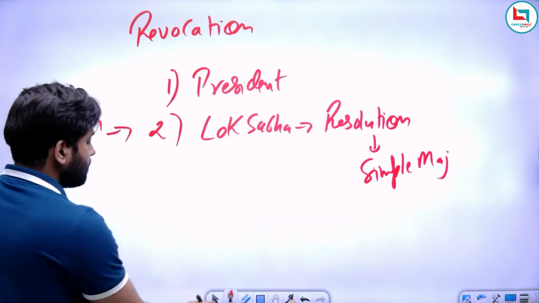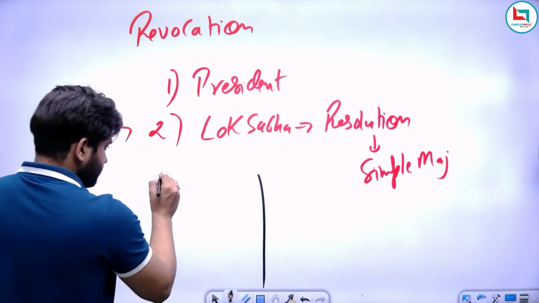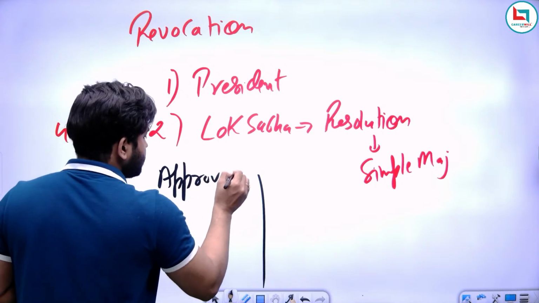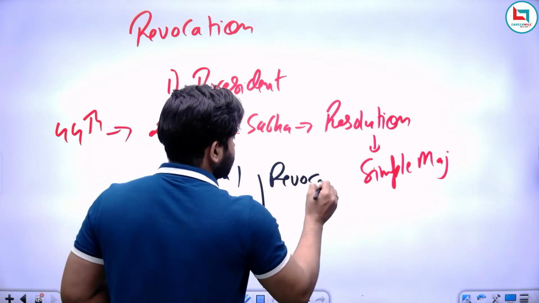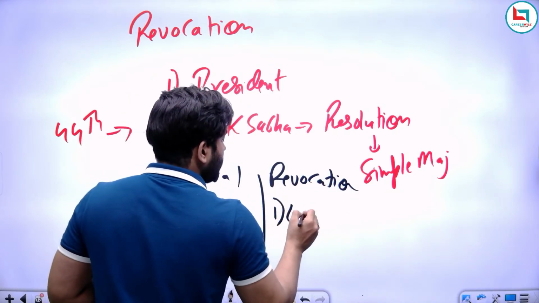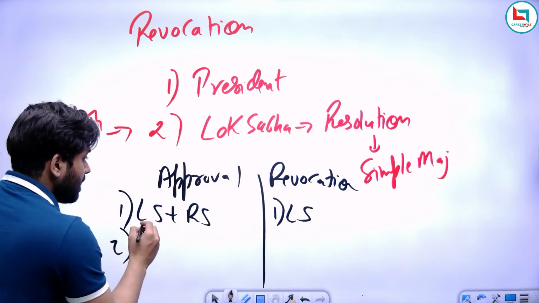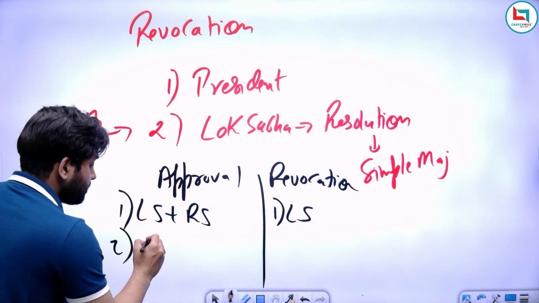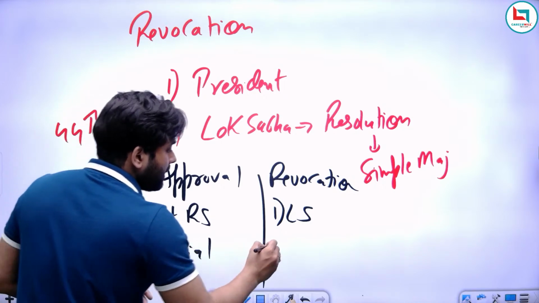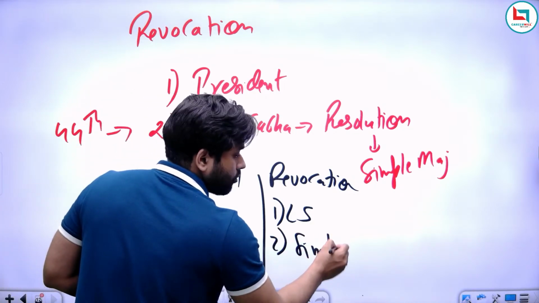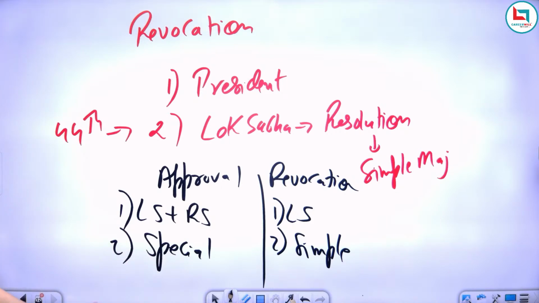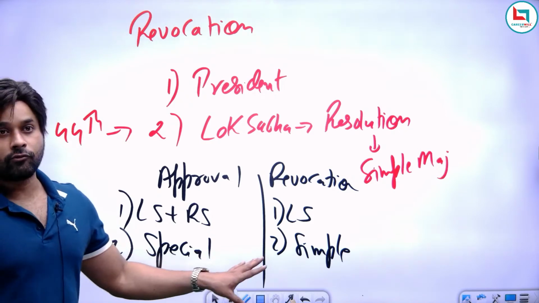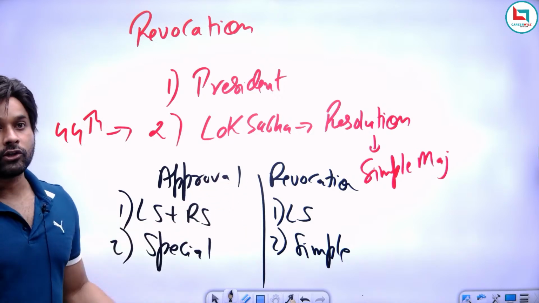Okay, now we can simply write that, at the time of approval of national emergency, both Lok Sabha and Rajya Sabha are required. But while revocation of national emergency, only Lok Sabha is required. Second difference is, while approving the national emergency, we require a special majority. But while revoking, simple majority is required. Now you can compare the difference between the approval and revocation of national emergency. So I hope this table is clear enough to show the difference between the approval and revocation of national emergency.